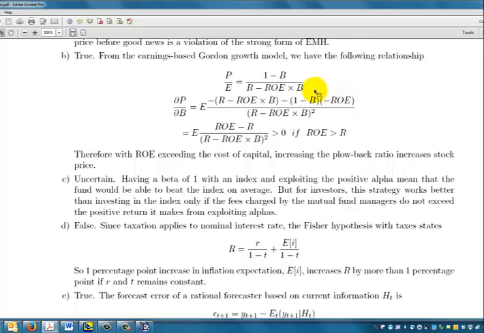But if ROE is greater than the cost of capital, then the effect of B in reducing the bottom line is greater than the effect of B in reducing the top line, and overall P over E goes up. And then the solutions just give you some calculus to prove that, but there's certainly no need to do that kind of calculus in your solution.